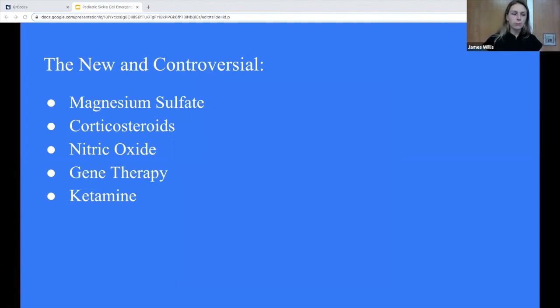And just some new controversial treatments for sickle cell. Magnesium sulfate is thought to increase nitric oxide, which can lead to vasodilation. Studies have been done. PCARN did a study in 2013, which showed actually no difference. So mag sulfate doesn't really help. Corticosteroids, there was a Cochrane review which showed that corticosteroids do help in vaso-occlusive crisis, but they also cause rebound pain. And so most likely should not be given.